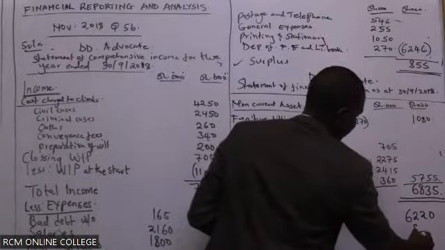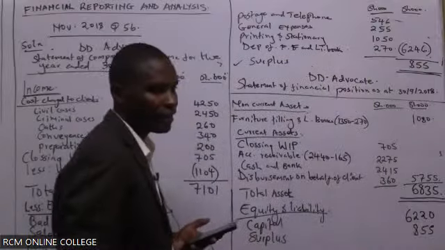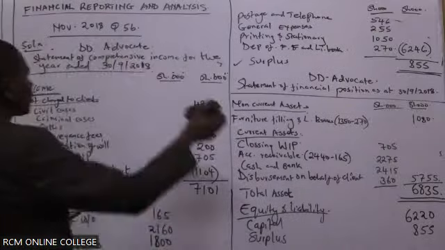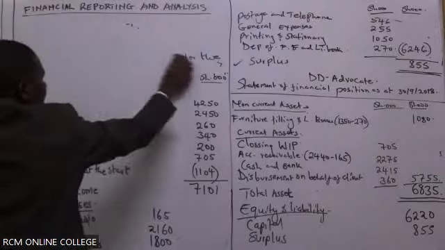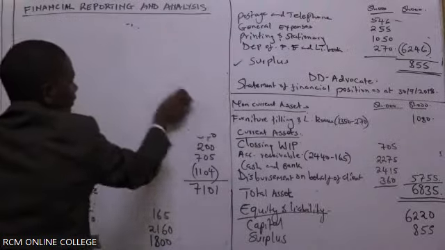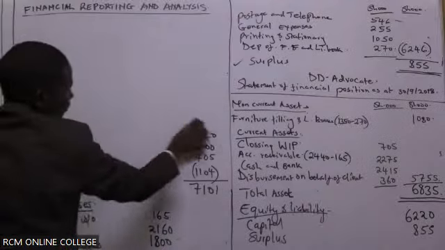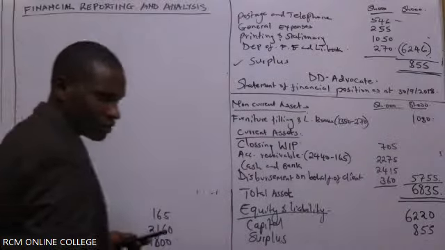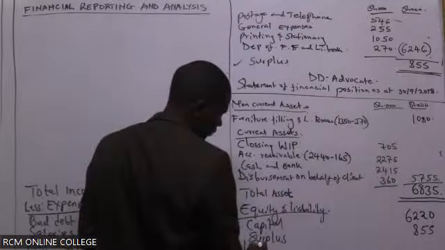Surplus is 855. Any other item? Any other item under that? Do we have non-current liabilities in the question really? Less drawings.